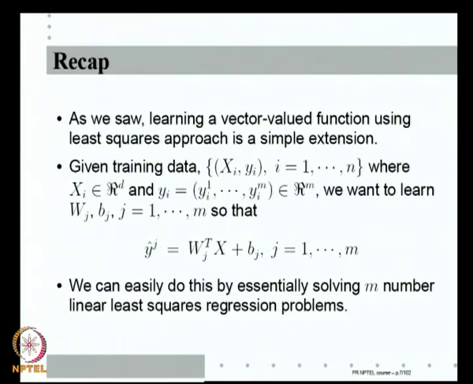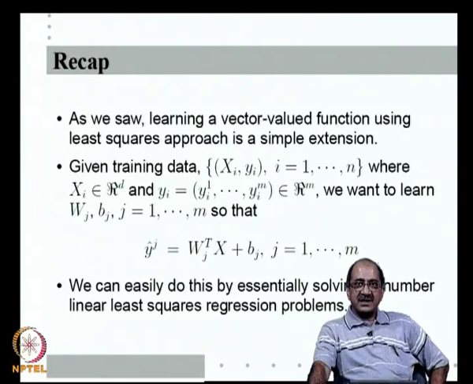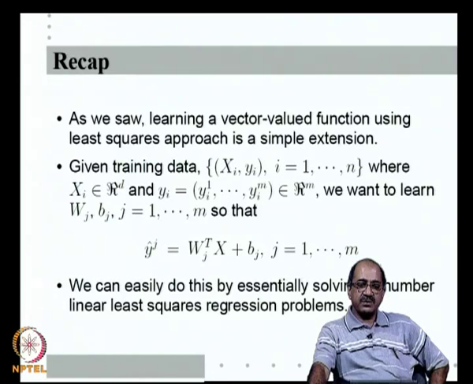Of course, we can put the whole thing into a vector matrix notation, but except for notational complexity, it does not give us any insight. So, the substance of this, which we have seen already last class, is that generalizing linear regression using the least squares approach to vector valued functions is absolutely straightforward. It is just simply learning, instead of one w and b, m number of w's and b's. Each have their own targets.